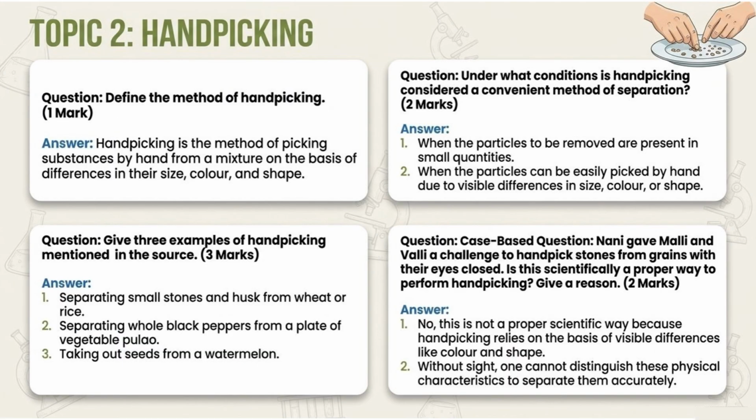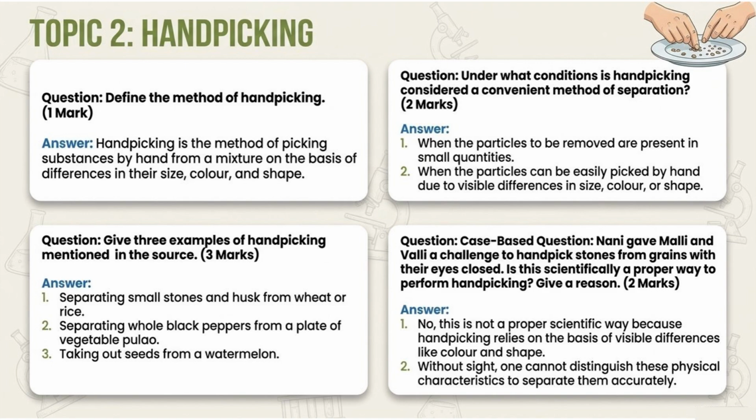Topic 2. Handpicking. Question, define the method of handpicking. 1 mark. Answer, handpicking is the method of picking substances by hand from a mixture on the basis of differences in their size, color, and shape.